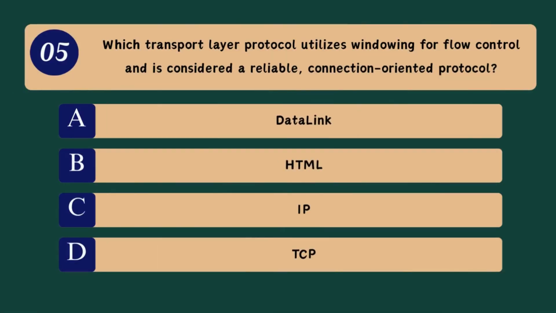Question 5. Which transport layer protocol utilizes windowing for flow control and is considered a reliable connection-oriented protocol? A. Data link. B. HTML. C. IP. D. TCP. Correct answer. D. TCP.